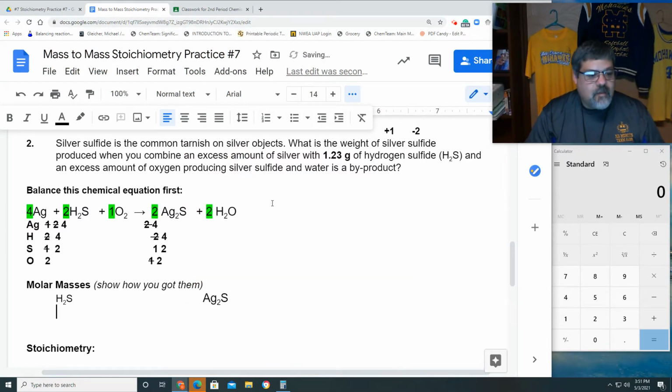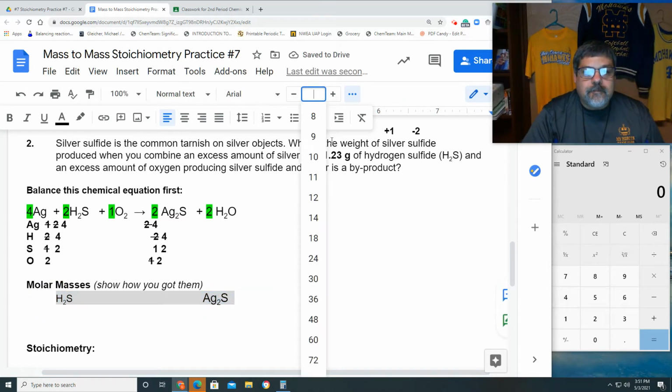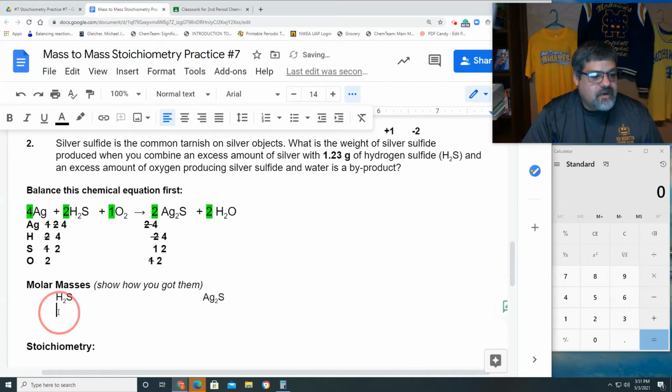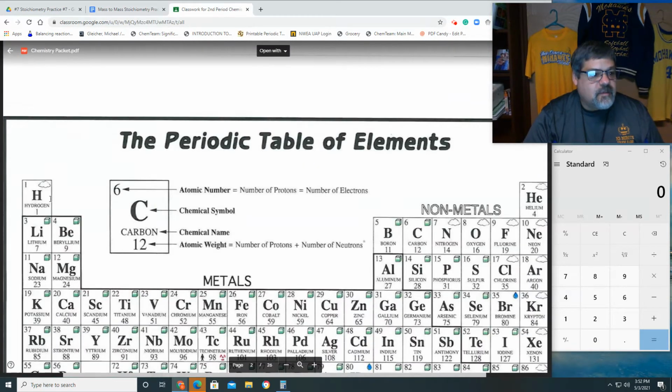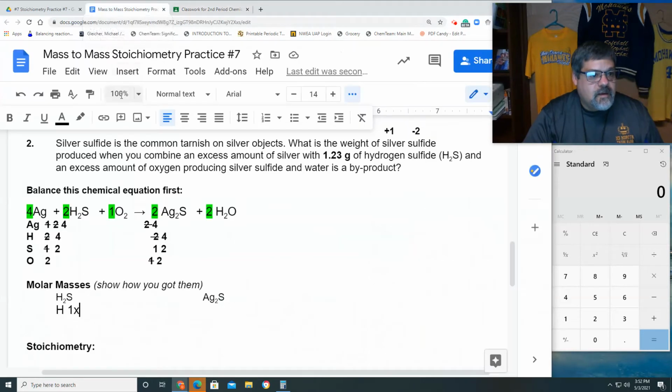Okay. And so now what I'm going to do is I'm going to go ahead and put down what we have of each one. So we have hydrogen, which we have 2 of them. We're going to multiply that by the molar mass of hydrogen. If I look at hydrogen back at the periodic table, there it is. The molar mass is 1. So we'll go back to it. So 2 times 1 equals 2.